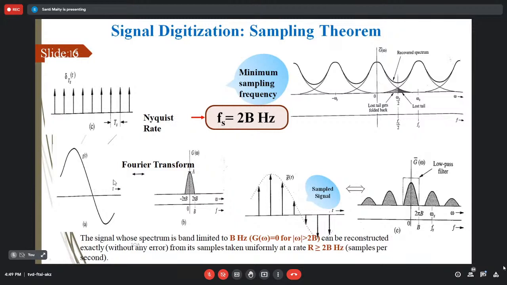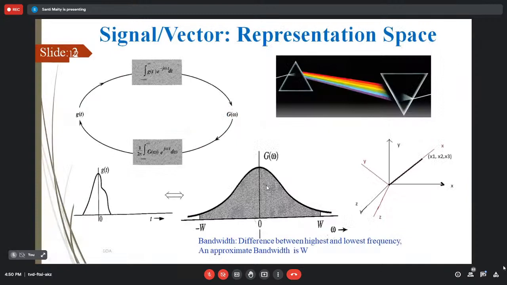Now, the problem is what? If this condition is not satisfied, then this copy and this copy will overlap, giving rise to the problem of aliasing, a term you may also be familiar with from your computer graphics class. So that's the point. That's the rate to be maintained. What it says is that the bandwidth determines the sampling rate.